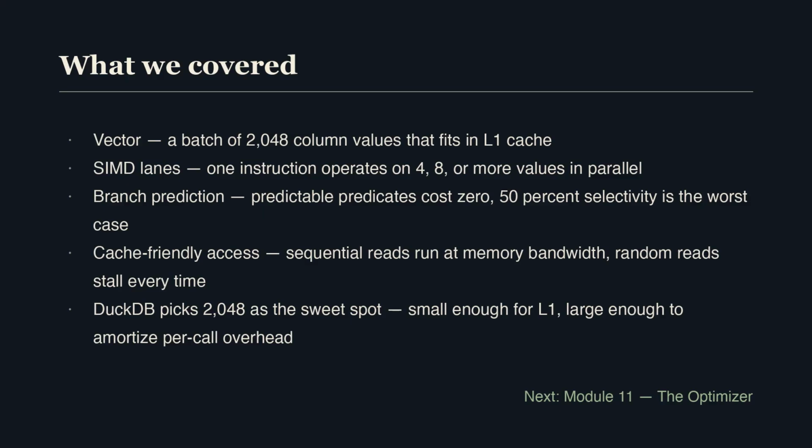Cache-friendly access reads sequential addresses at memory bandwidth, while random access stalls every time. DuckDB picks 2048 as the sweet spot, small enough for the cache to hold, large enough to amortize per call overhead, divisible by every common SIMD width. 3 constraints, 1 number. Next up, module 11, the optimizer.